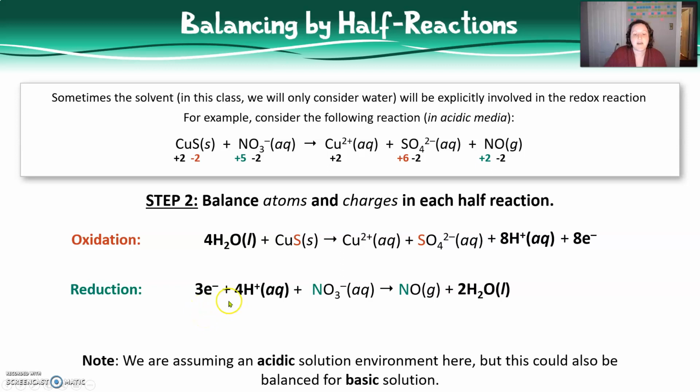Note that the presence of the hydrogen ions in these half reactions indicates that the reactions are happening in acidic solution, where an excess of hydrogen ions would be available. But we can also balance the reaction in basic solution, and I'll show this in a few slides.